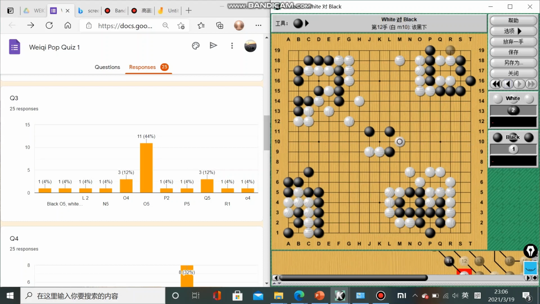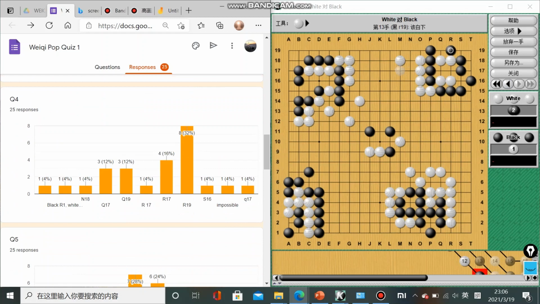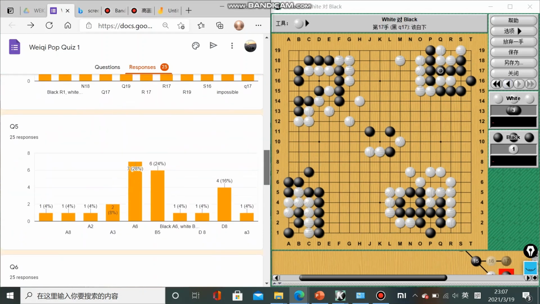And question 4. This move is a very important move. Especially, it wants to connect. However, it also reduces white's liberties and makes white unable to connect. In this case, black will connect with ease. Question 5.